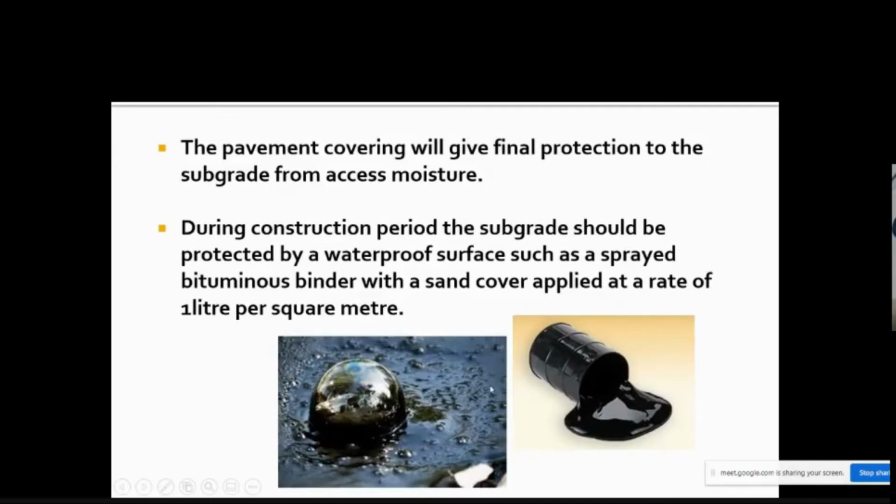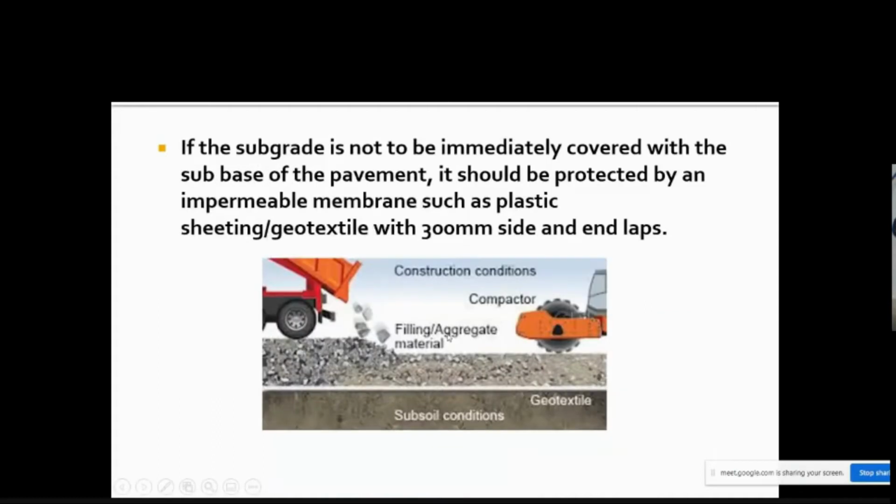The pavement covering will give final protection to the subgrade from excess moisture during construction period. The subgrade ni bawah sekali, should be protected by waterproof surface such as sprayed bituminous binder with a sand cover, applied at the rate of. So normally they will spray dekat subgrade tu supaya dia ada macam binder, dia akan melekat-lekatkan benda tu and it's more proper.